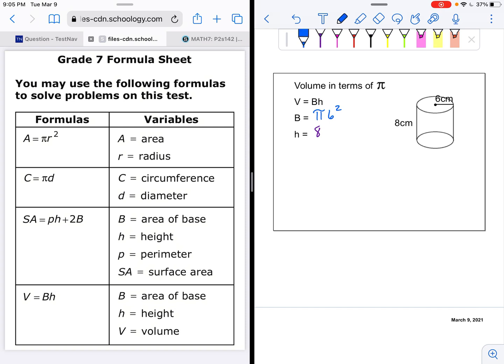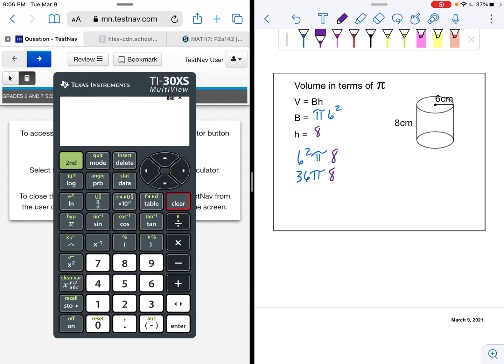So I'm going to come down here and I'm going to say, I'll move the 6 squared in front. Pi times 8. 6 squared is 36. Pi times 8. Come over to my calculator, and I'm going to say 36 times 8. And I'm going to end up with 288 pi centimeters cubed. So I didn't use pi in the calculation, but I must include it in the answer because we are doing it in terms of pi.